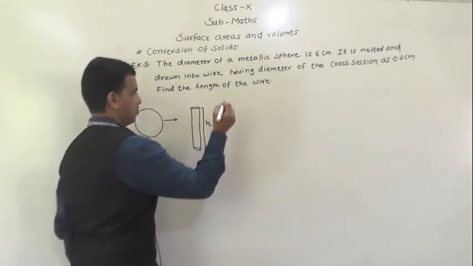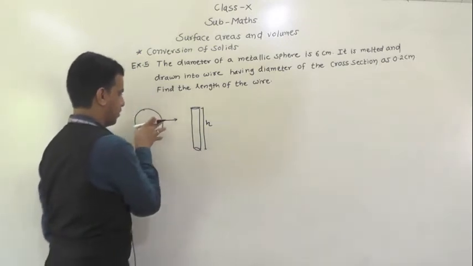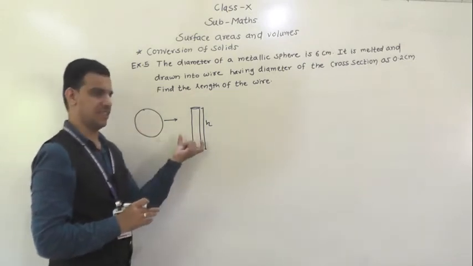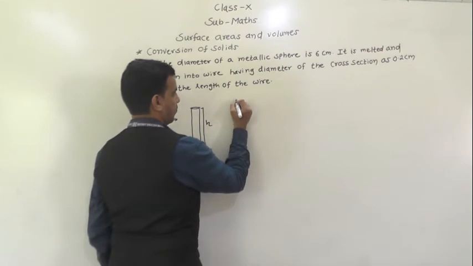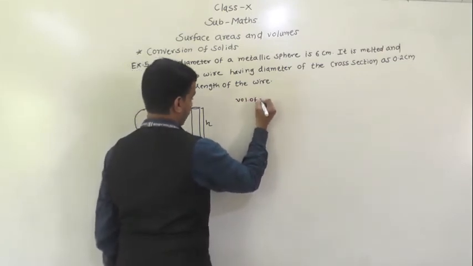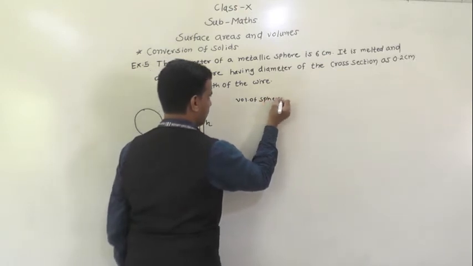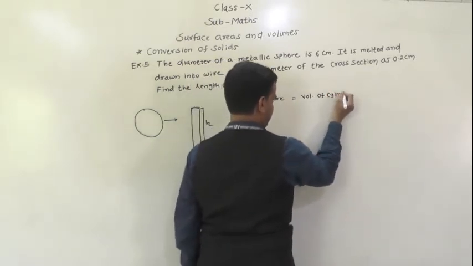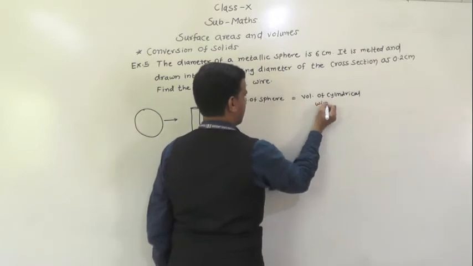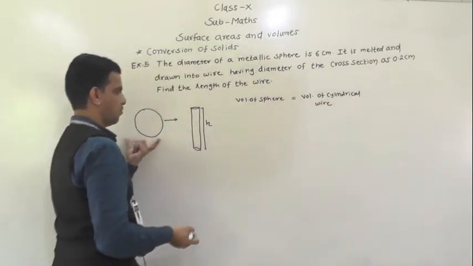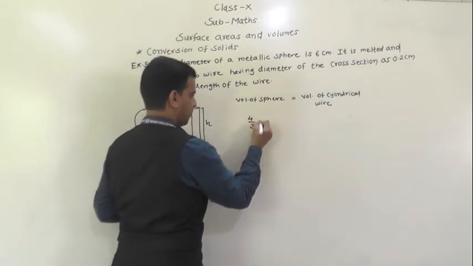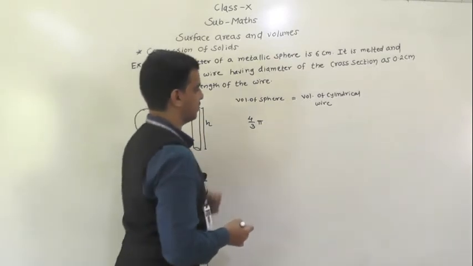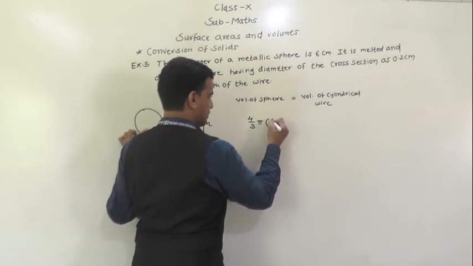If one object is converted into another object, then the volume of both objects is the same. So here the volume of the sphere, not cuboid, is equal to the volume of the cylindrical wire. Now we know the formula for the volume of a sphere is 4/3 pi r cube, and the diameter of the sphere is given as 6 cm. So the radius of the sphere is 6/2.